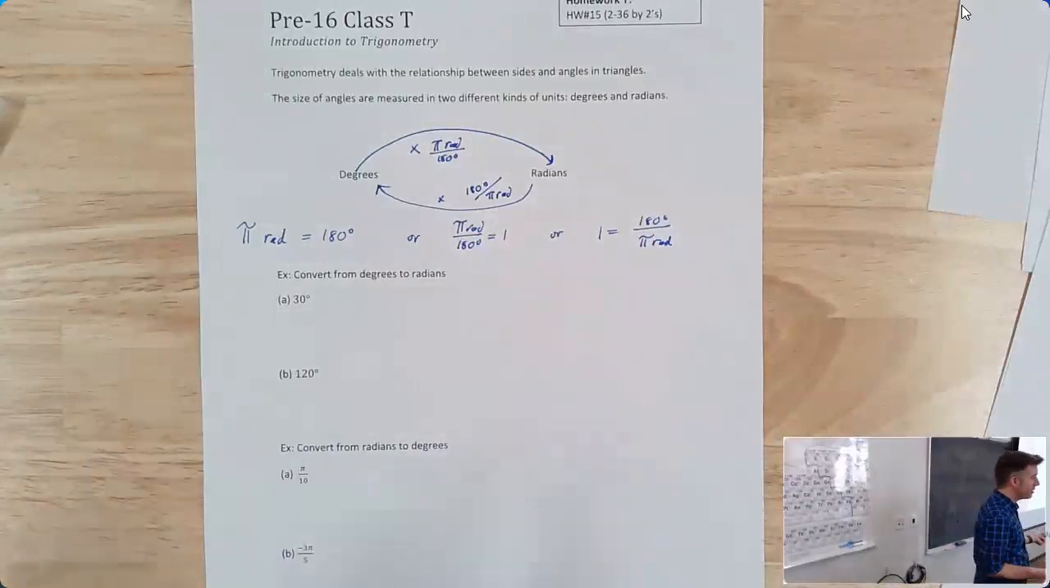Why do we care about this? For a couple reasons. One, typically when we start graphing trigonometric functions, it works better to be in radians than it does to be in degrees. Two, degrees are kind of an arbitrary made up amount.